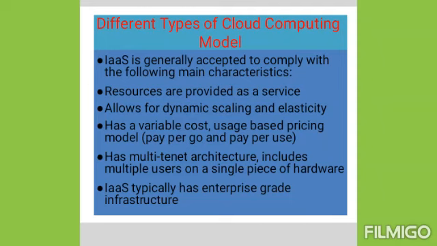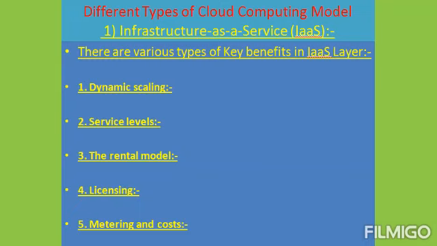So the next topic is the benefits of the IAAS layer. There are various key benefits in the infrastructure as a service layer. First is dynamic scaling, second is service level, third is the rental model, fourth is licensing, fifth is metering and cost. So the first point is dynamic scaling.